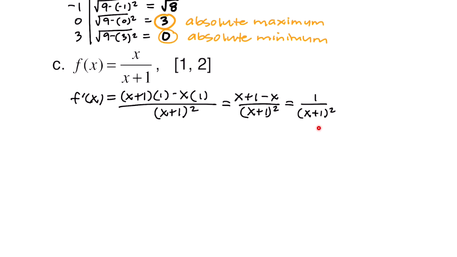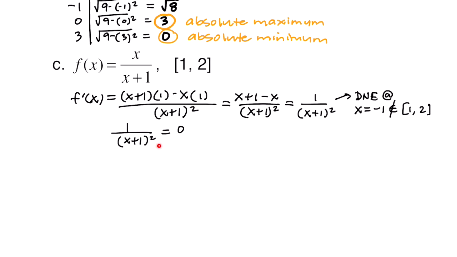Our first critical value, we're going to look where this doesn't exist, and this function does not exist when x is -1. However, if you look at the interval is from 1 to 2, and -1 is not in the interval from 1 to 2, so that won't be a critical number for our problem. Next, we're going to take the derivative and we're going to set it equal to 0. We have a proportion to solve it. We're going to put this over 1 and then cross multiply. When you do so, you get 1 equals 0, and 1 doesn't equal 0, so that's a false statement. So this also doesn't produce any critical values.